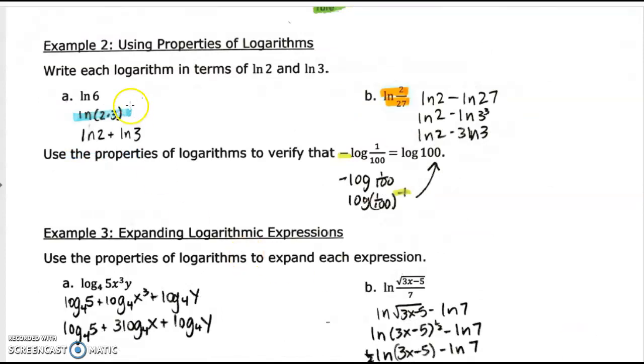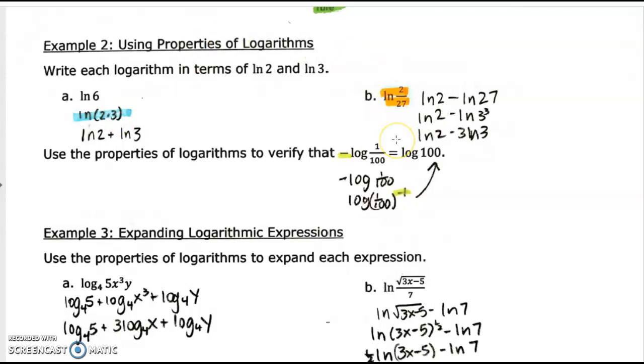Okay, so let's see the other properties in action. So in example 2 here, they're asking you to write each logarithm in terms of natural log 2 and natural log 3. So 6 is the product of 2 and 3. So I could rewrite this as, or separate it out as, based on the product rule, the natural log of 2 plus the natural log of 3.